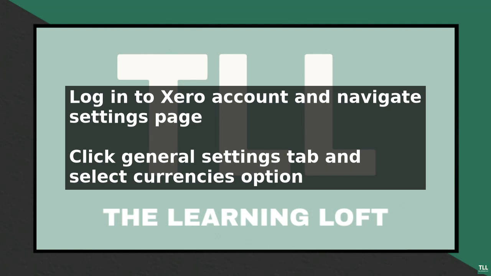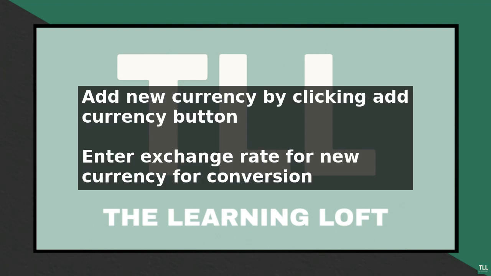In the Settings page, click on the General Settings tab and then select the Currencies option. Here you will see a list of all the currencies you have set up in Xero, along with their respective exchange rates. To add a new currency, click on the Add Currency button and select the currency you want to add from the drop-down list. You will then be prompted to enter the exchange rate for the new currency.